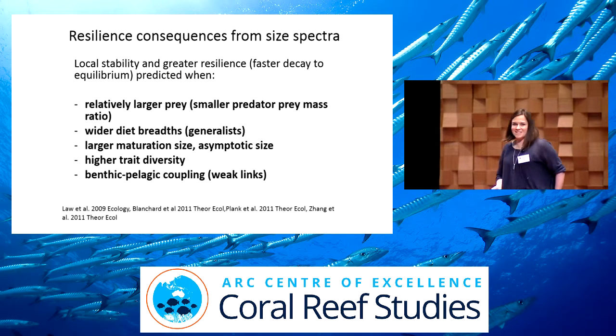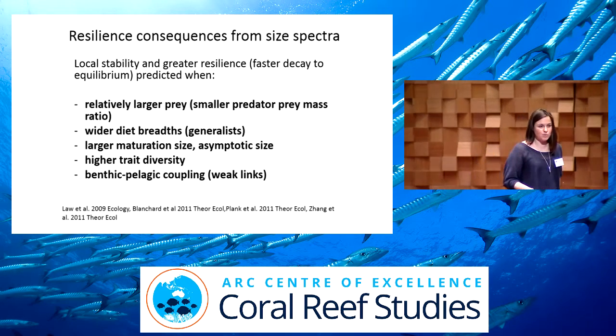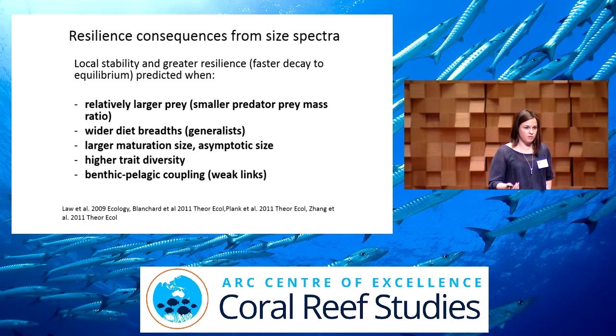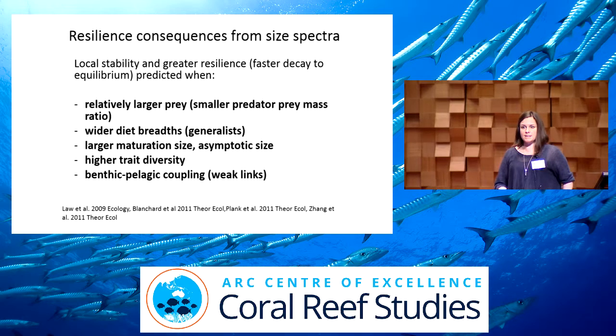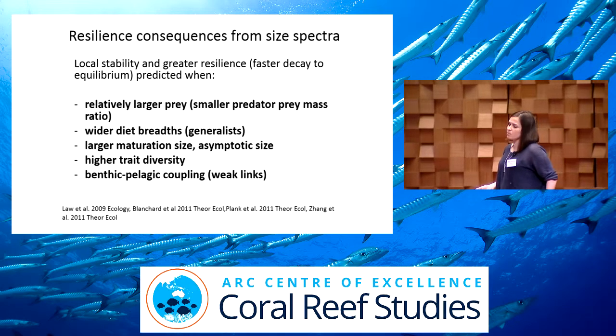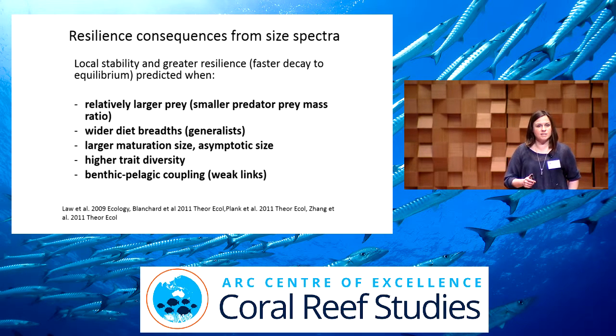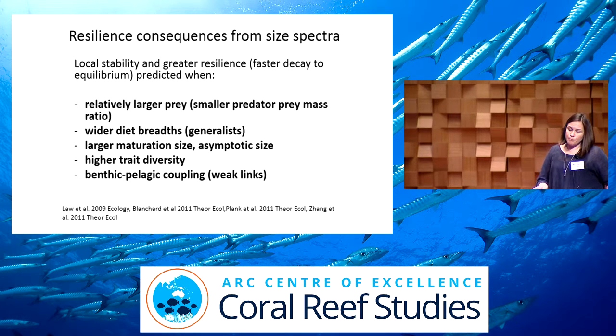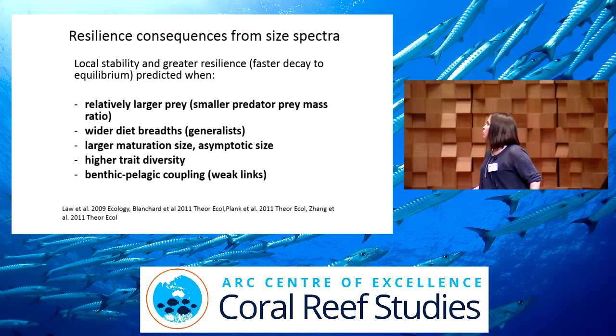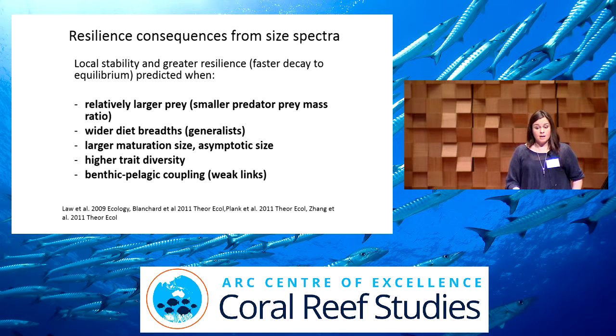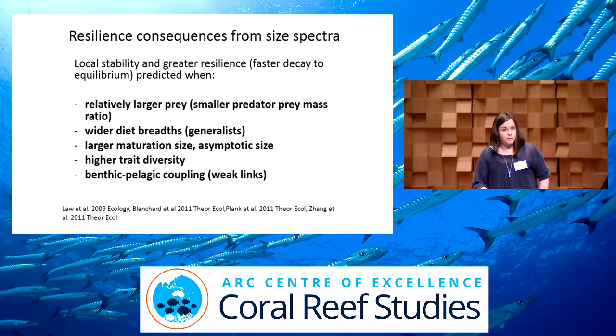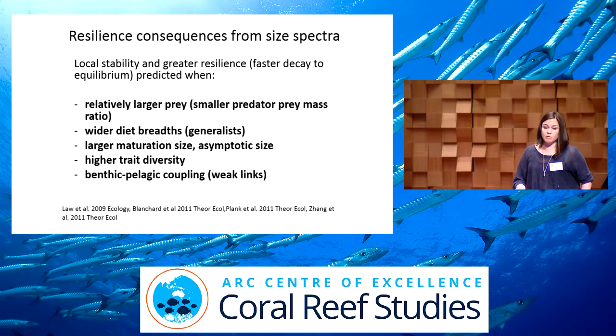So what has size spectra told us about resilience? Well, using the very simple community, no species traits models, we've learned so far that at least for very small perturbations around steady state, or the local asymptotic stability, we get stability and also greater resilience, or faster decay to a steady state, when predators eat relatively larger prey relative to their own size. That's a smaller predator-prey mass ratio.